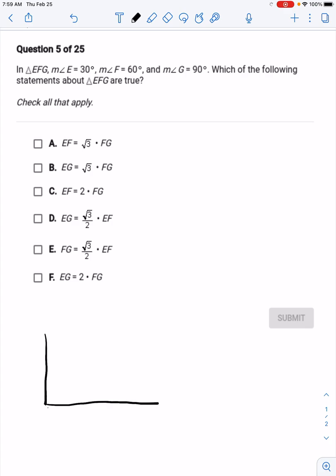Actually, I'm going to draw in the 30, 60, 90 first, and then I'll label the appropriate angles. Okay, so we'll say this is 30 degrees, this is 60 degrees, and I've got my 90-degree right angle at the bottom. So E is 30, F is 60, G is 90. Which of the following statements about EFG are true? And you're supposed to check all that apply.